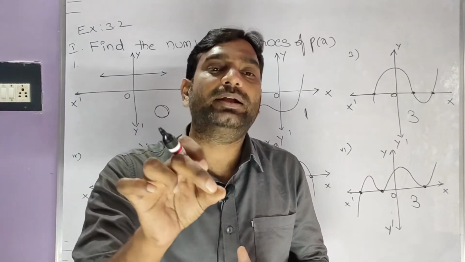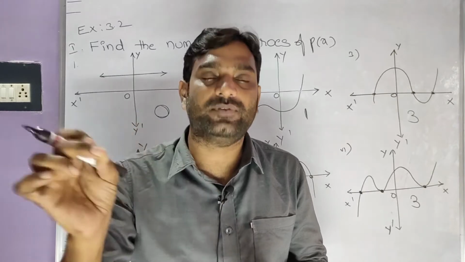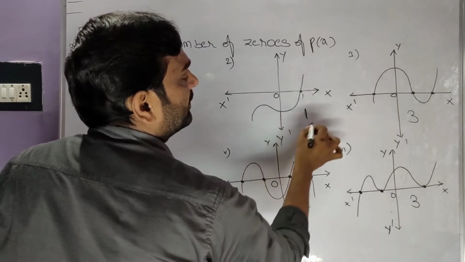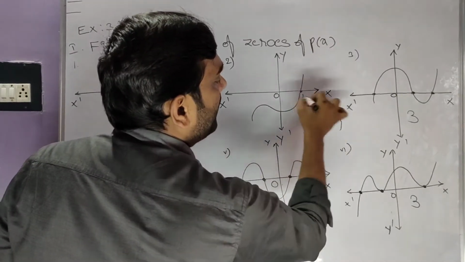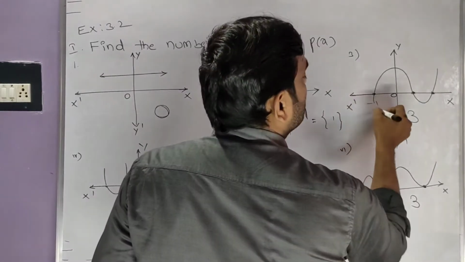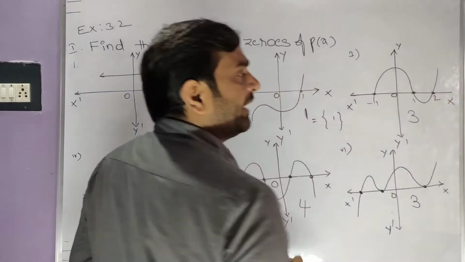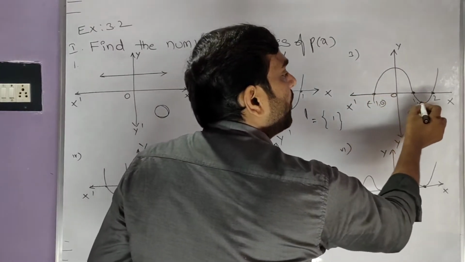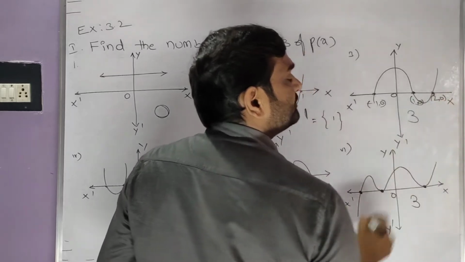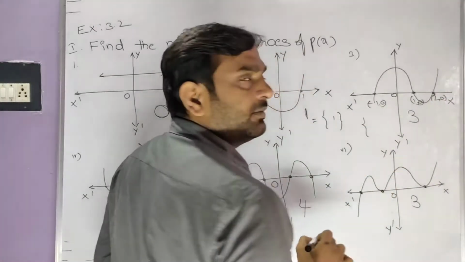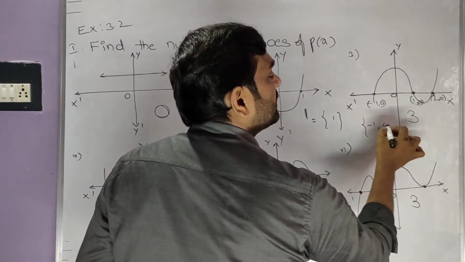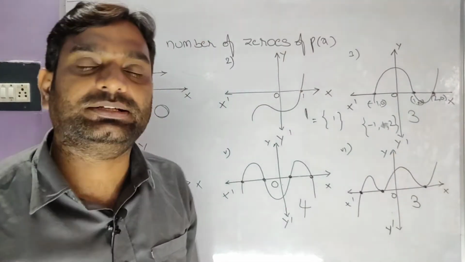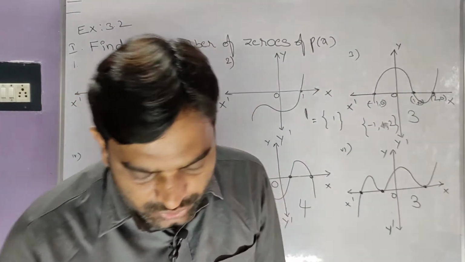The x coordinate of that point is called a zero of the given polynomial. For example, if this point is 1, then the zero of the polynomial is 1. If the graph intersects the x-axis at minus 1 comma 0, 1 comma 0, and 2 comma 0, then the zeros of the polynomial are minus 1, 1 and 2, the x coordinates of the points.